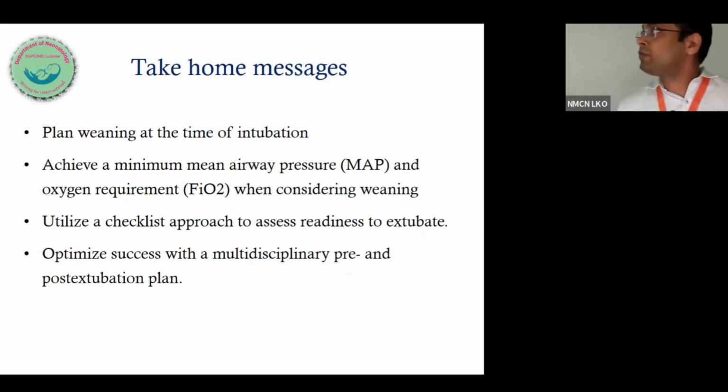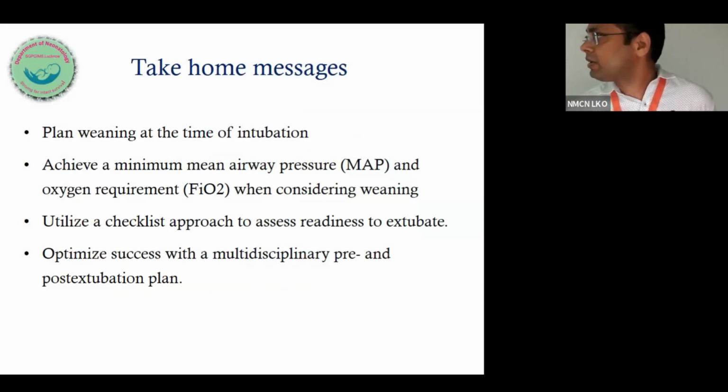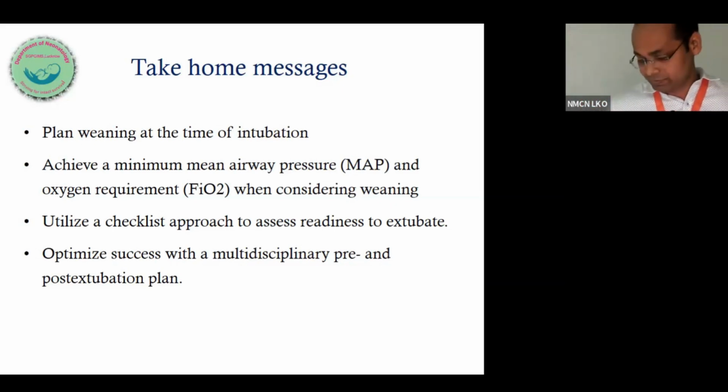So the take-home messages would be: you should plan your weaning immediately as soon as you intubate the child, and once the child achieves the minimal mean airway pressure and FiO2 requirement, we should start weaning the child. We should have a checklist for extubating the child, and the success depends on the multidisciplinary pre- and post-extubation plans. And the most important thing is nutrition, which forms the backbone of NICU care. Thank you.